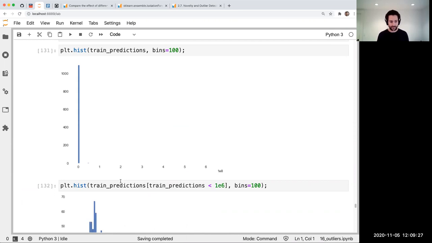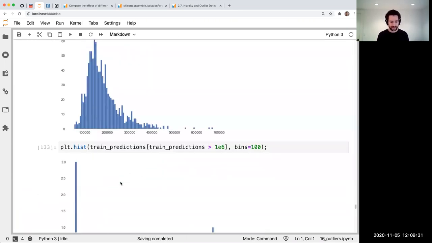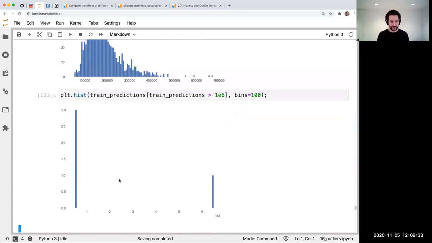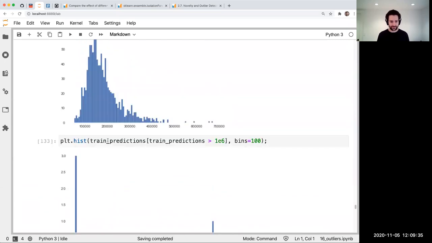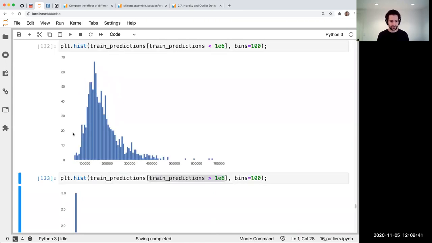I don't actually love these histograms that much. I don't know about you. This is pretty misleading. Okay, here's what I want to do instead. I don't like these that much.